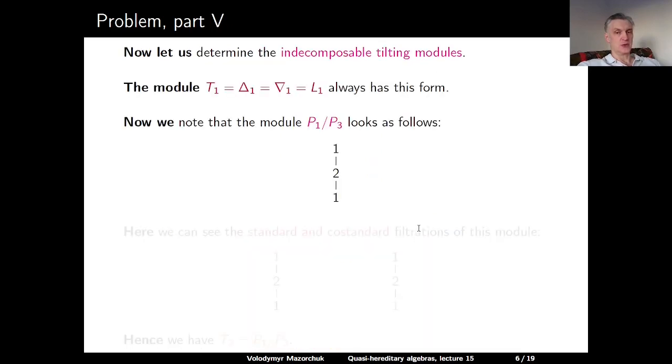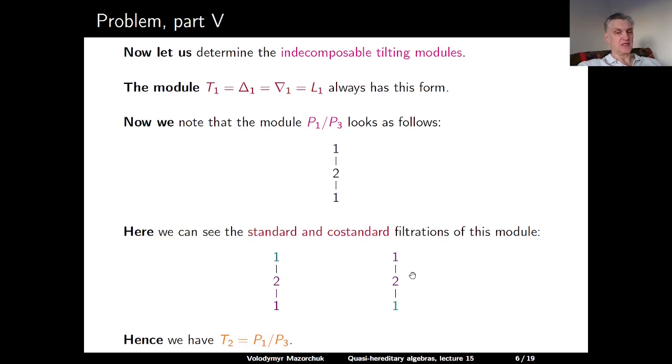So we get this module, and in this module we can easily see that it has both a standard and a costandard filtration. It has a standard module delta 2 as a submodule with a quotient delta 1, and it has a costandard module nabla 1 as a submodule with the quotient nabla 2. This implies that this module is exactly our T2. So the module T2 is isomorphic to P1 modulo P3.